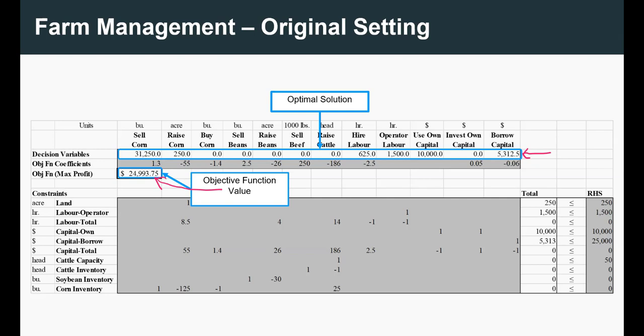I do want you to be clear that the optimal solution and the objective function value are two different things. If I ask for the optimal solution and you give me the profit, then I will not give you credit because you provided the wrong answer. So be careful about what I ask, because it is very important that you differentiate between optimal solution and objective function value. They are different things.